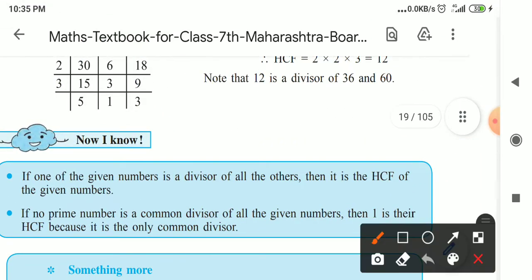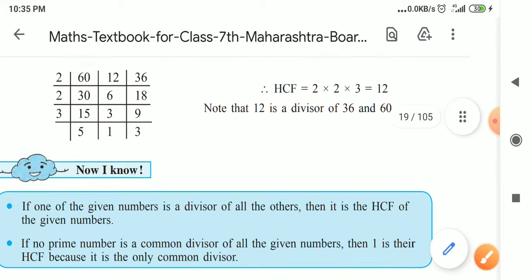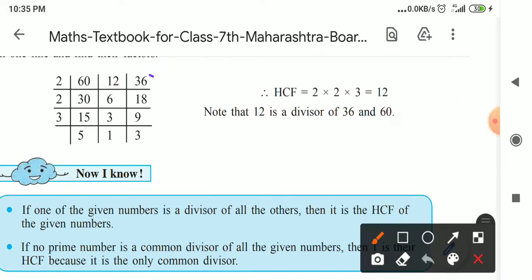It is given that if one of the given numbers, meaning any one of these three numbers, is a divisor of all the others, meaning of the remaining two numbers and of itself also, then it is the HCF of the given numbers. So here 12 is the HCF of 60, 12 and 36.